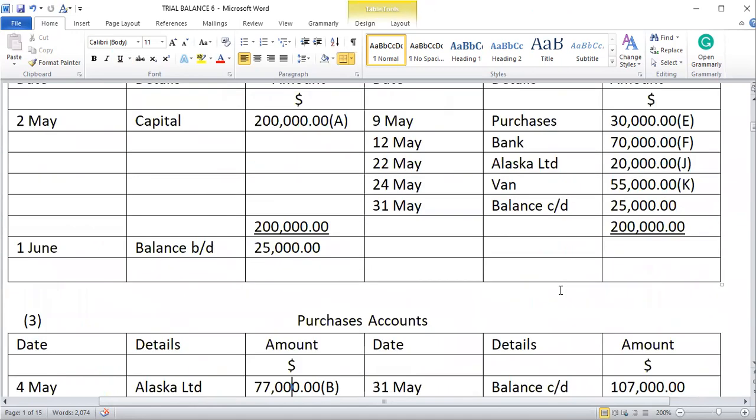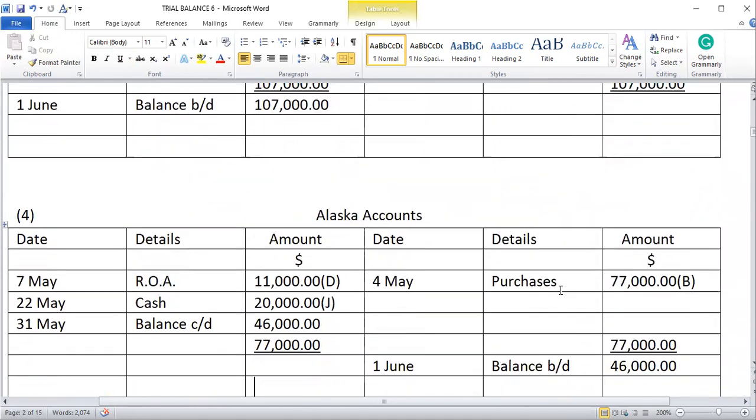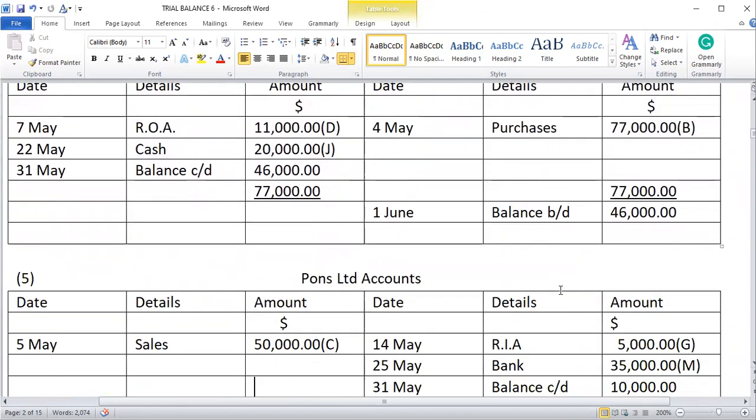So when we go to the ledger, the Ponds Limited account, you see, May 5th, that's the date. The details is sales, because the corresponding entry can be found in the sales account, and the amount is $50,000. That's the transaction. So it's receiving the goods, so it has been debited.